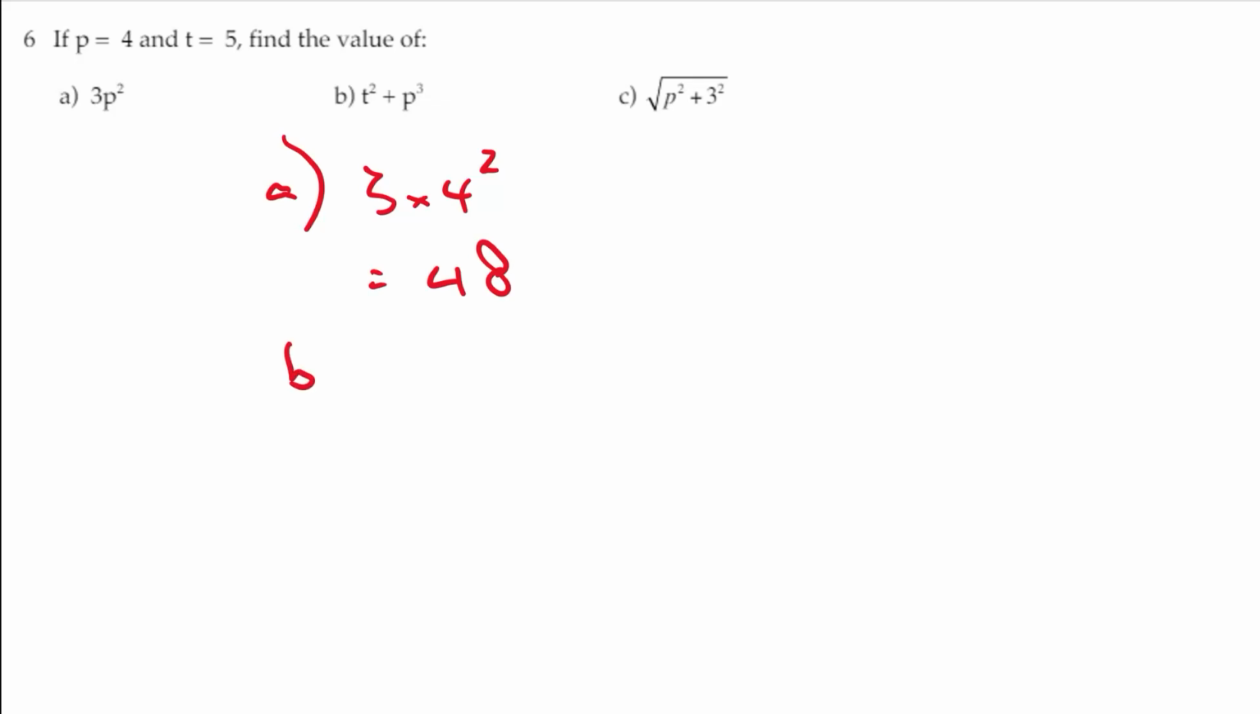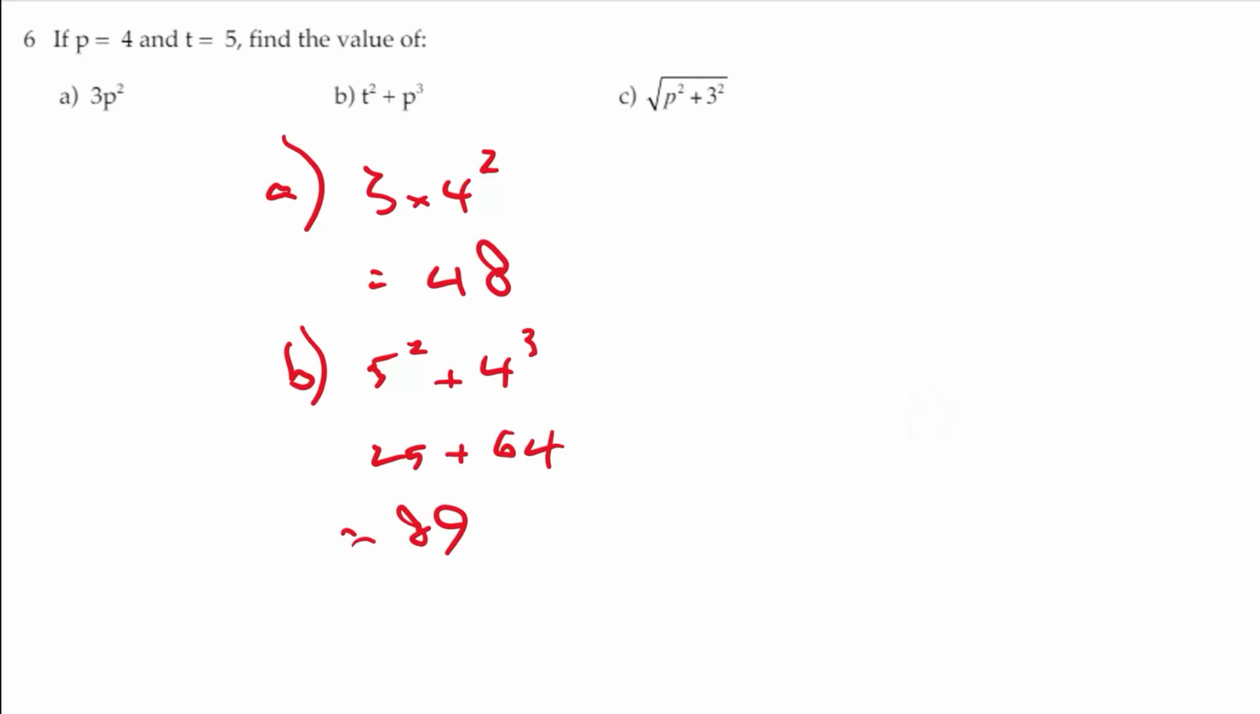B, t squared. T is 5, so we have 5 squared plus p cubed. P is 4, so 4 cubed. Well, 5 5s are 25. 4 cubed is 64, because 4 4s are 16, and 4 of those is 64. And when we add these together, we get our final answer of 89. There we go, for B, 89.